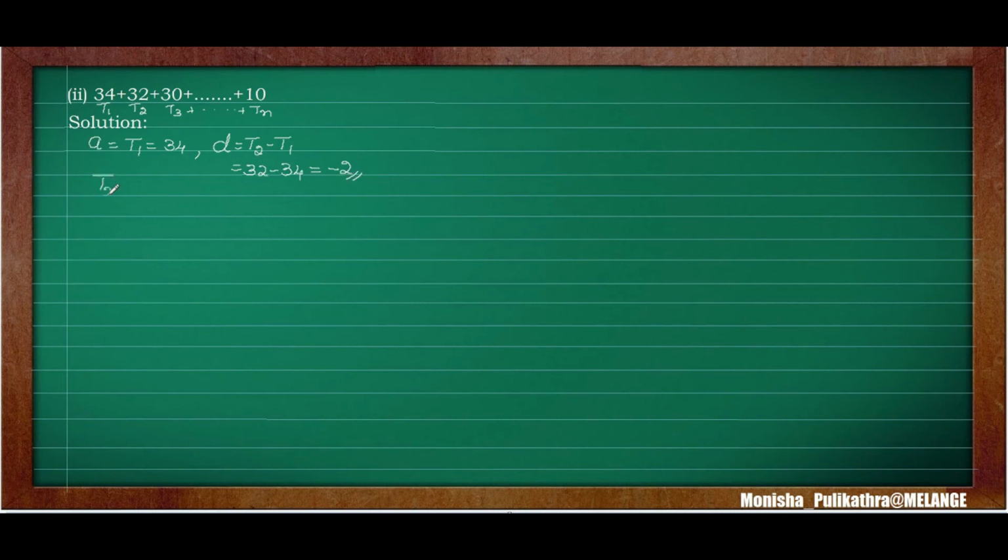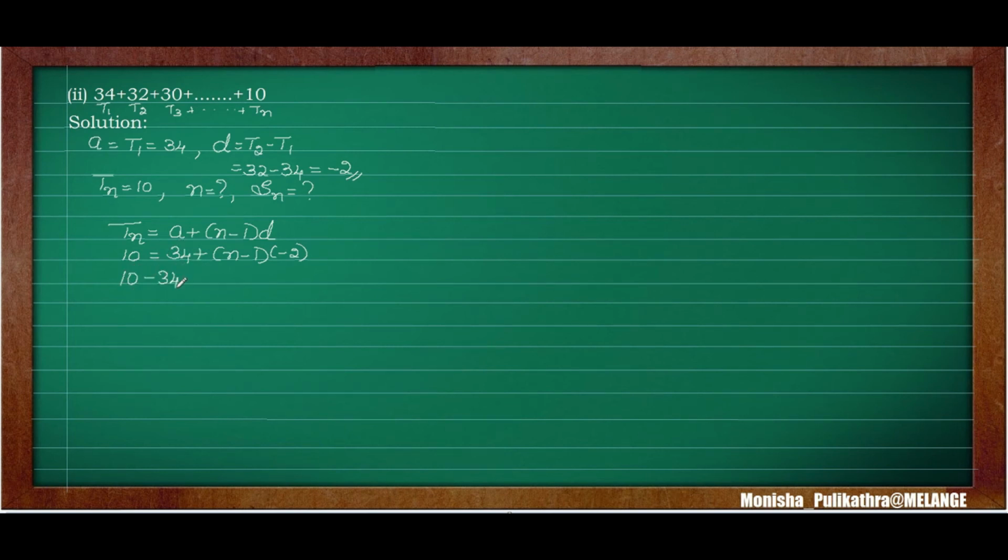Next, Tn is equal to 10. So we need to find out n and also Sn. Okay. So first we need to apply the Tn formula. Tn is equal to A plus n minus 1 into D. So Tn is 10 here. 10 is equal to A is 34 plus n we need to find out, and D is minus 2. Okay. So first I will be shifting this 34 to the left hand side.